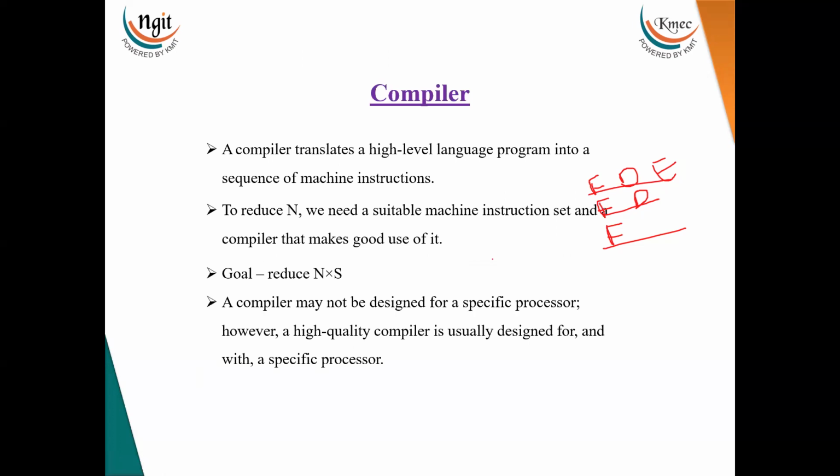Now, next one is a compiler. Compiler is which translates the high level language program into the machine level language program. Our goal is to reduce the N into S. Now we have to choose the compiler which reduces the N into S. Few compilers rearrange the program instructions to achieve better performance. Such change must not affect the result of the computation.